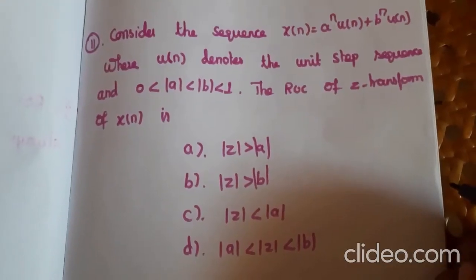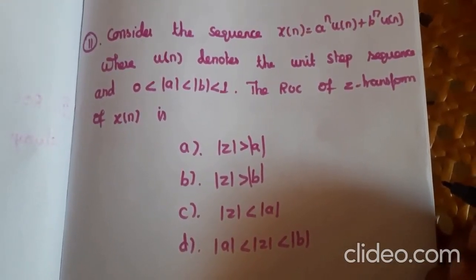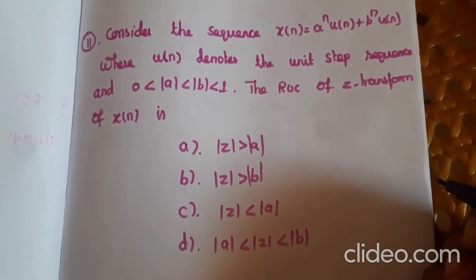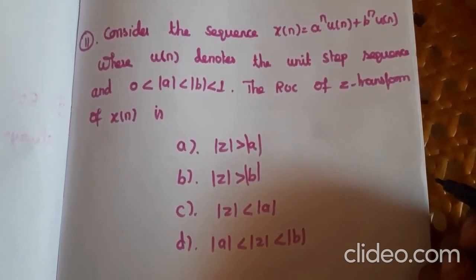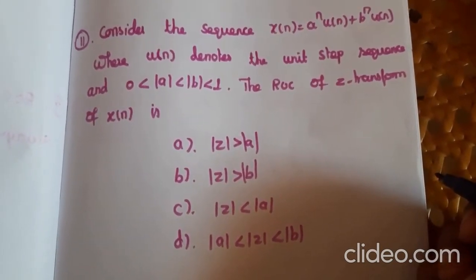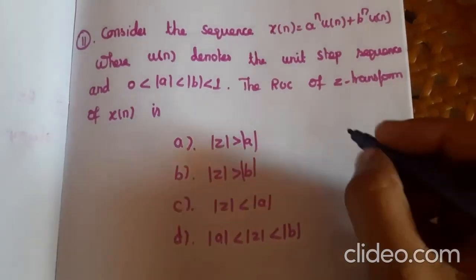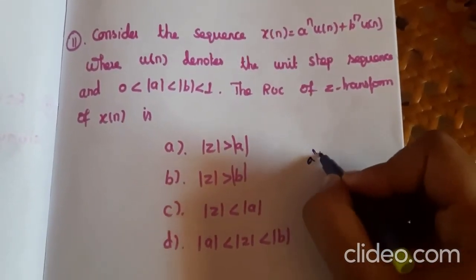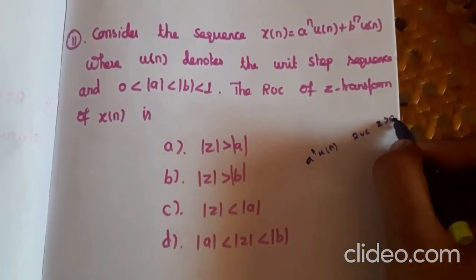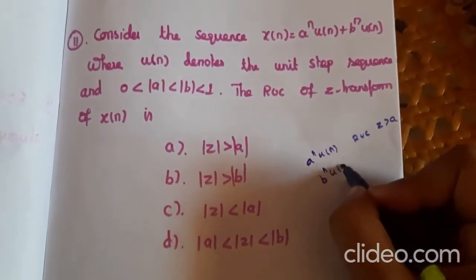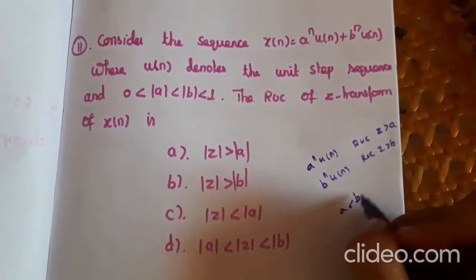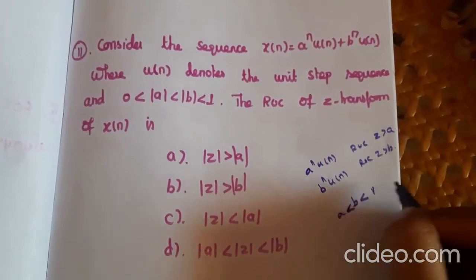And 11th question, consider the sequence x of n equal to a power n into u of n plus b power n into u of n, where u of n denotes the unit step sequence and the value a is greater than 0 but less than b, and b is greater than a and less than 1. The ROC of the Z transform of x of n is, and here for a power n u of n, we have the ROC z greater than a. Similarly, for b power n into u of n, the ROC is z greater than b. But here the condition is b greater than a and less than 1.